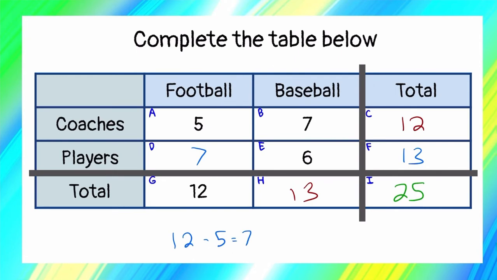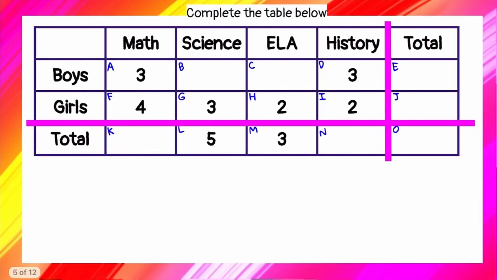Let's try another one. Here we have 4 subjects: math, science, ELA, and history, and then 2 genders, boys and girls, and then totals for all of them. Let's start with the total number of math students. When we add the boys and the girls, we get 7.